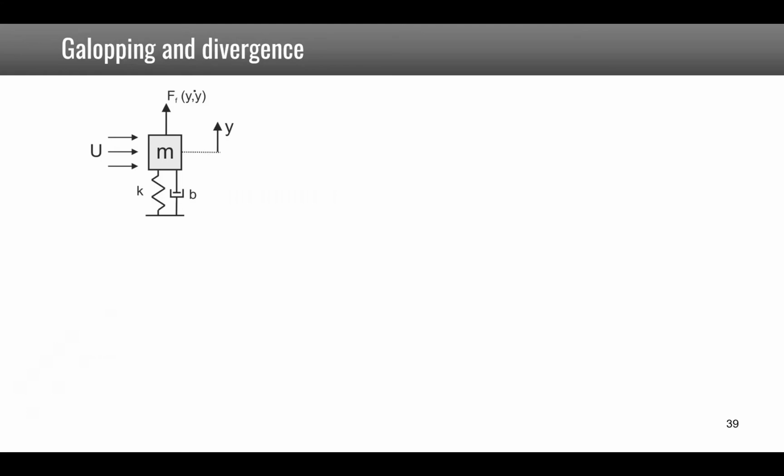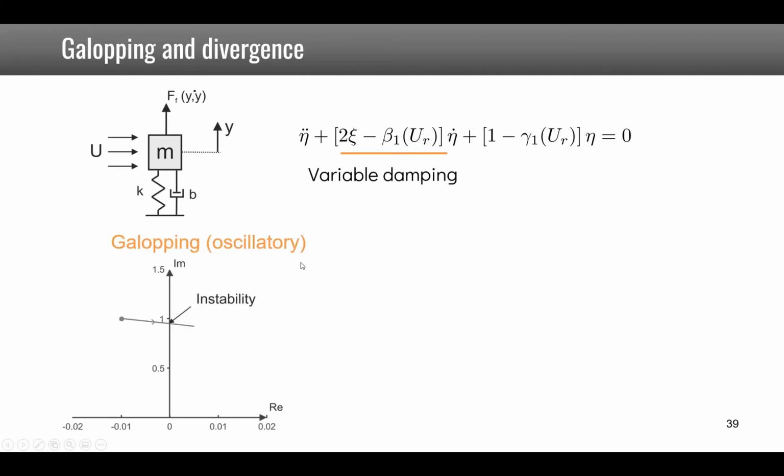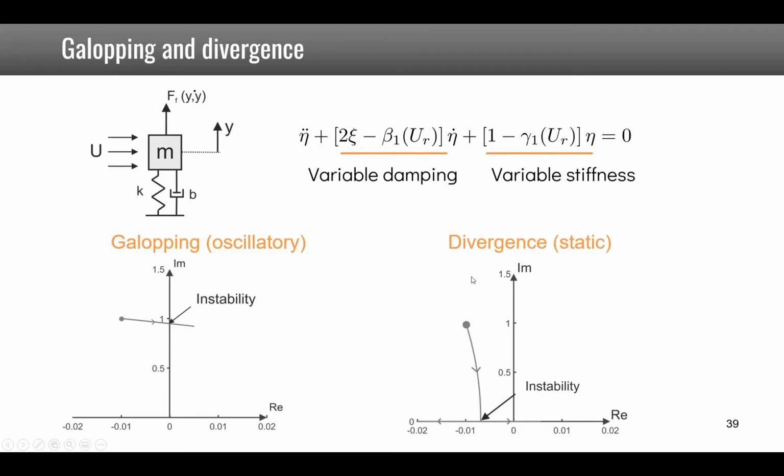We have seen in the dedicated chapter that galloping and divergence can be explained with this very simple model, the following one degree of freedom equation of motion, where we see that the damping is variable and changes with the velocity of the fluid. This can lead to an oscillatory instability when the damping becomes negative, which means when the pole crosses the imaginary axis. Another type of instability arises when the stiffness, which is also affected by the flow, goes to zero, and this is called divergence, a static instability.